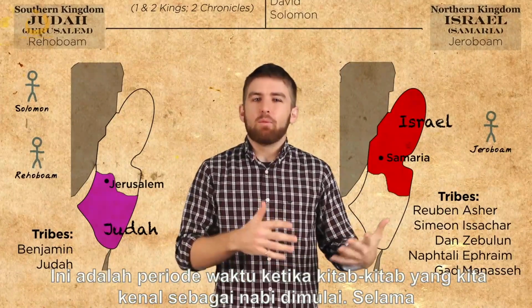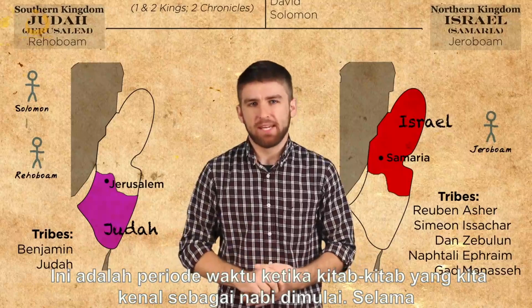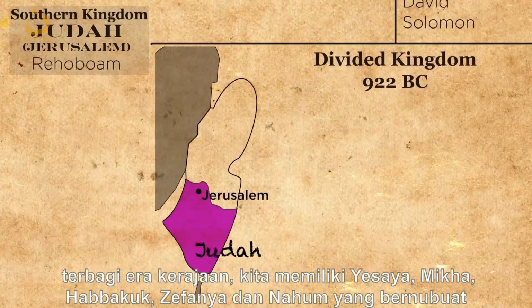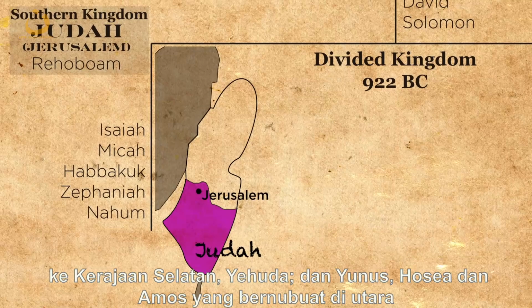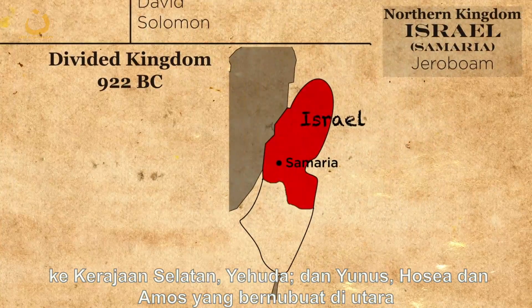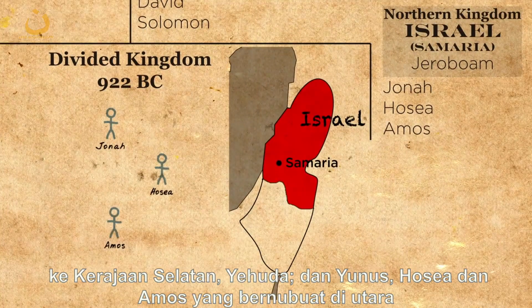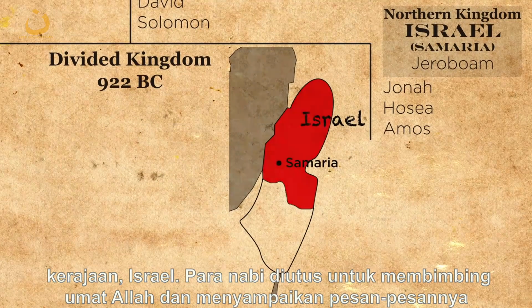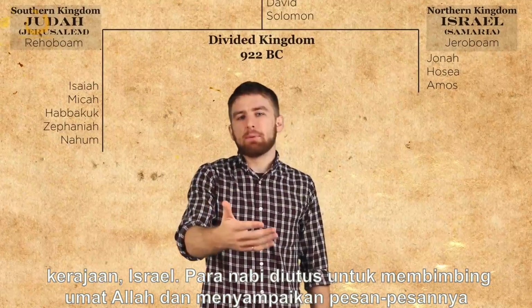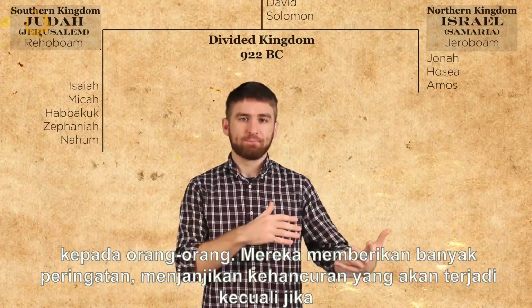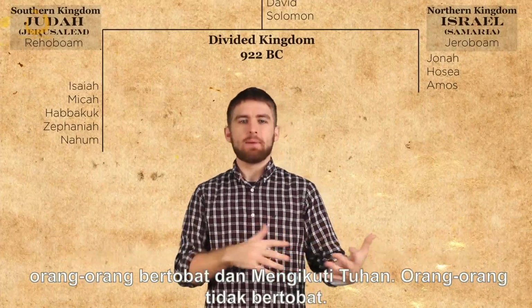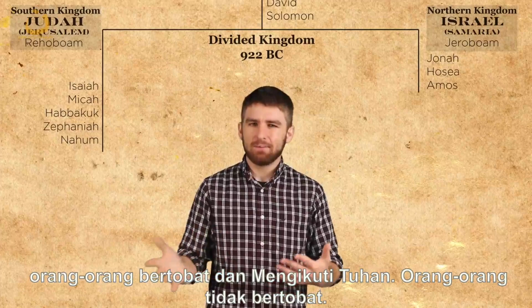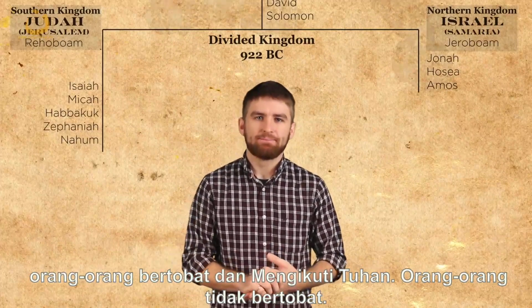This is the period of time when the books that we know of as the prophets begin. During the divided kingdom era, we have Isaiah, Micah, Habakkuk, Zephaniah, and Nahum who prophesy to the southern kingdom, Judah. And then we have Jonah, Hosea, and Amos who prophesy to the northern kingdom, Israel. The prophets are sent to guide God's people and deliver his messages to the people. They give a whole lot of warnings promising imminent destruction unless the people repent and follow God. Well, the people don't repent.